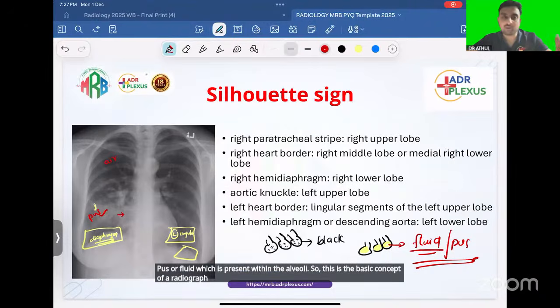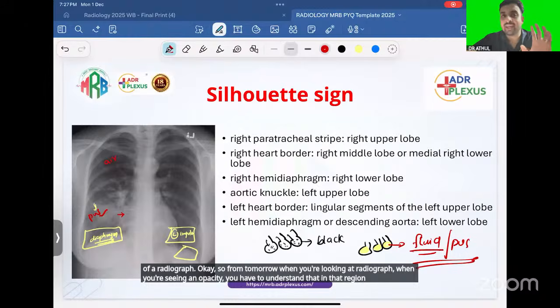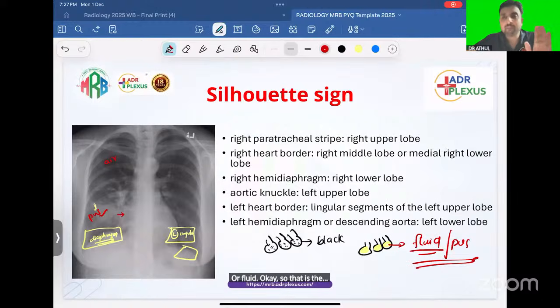So from tomorrow, when you are looking at a radiograph and you see an opacity, you have to understand that in that region, instead of air, the alveoli is filled with pus or fluid. That is the minimum basic thing that you have to understand about a radiograph.